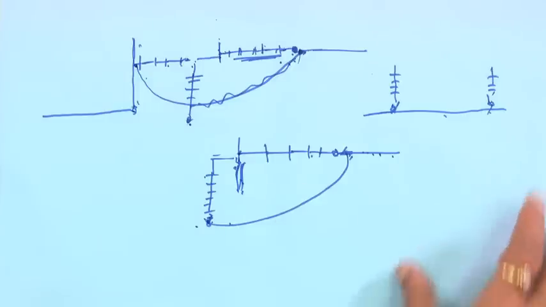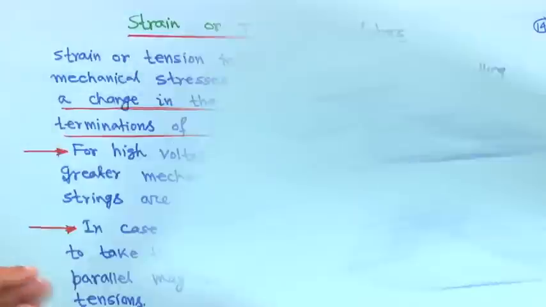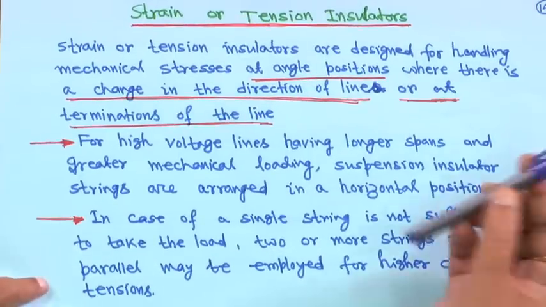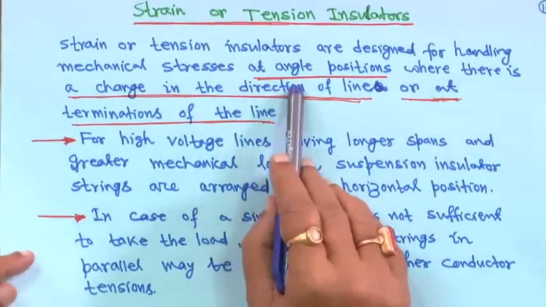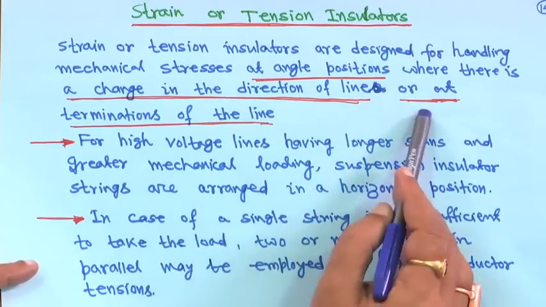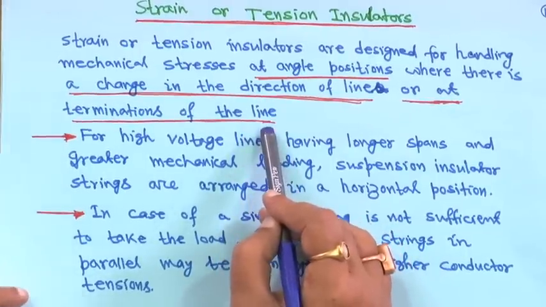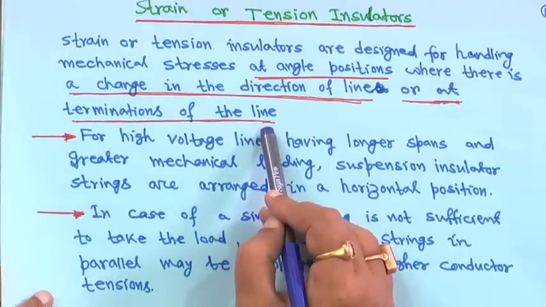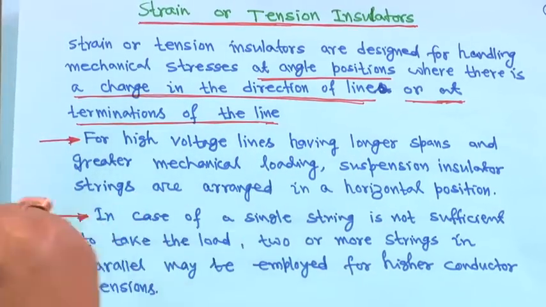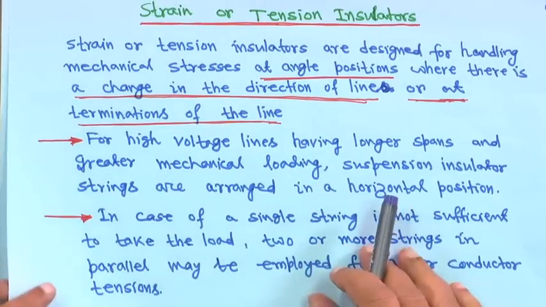If you observe a high tension transmission line anywhere, in front of your house or college or wherever, you will see that it is connected in different ways. You can see V shape also, V connection. That is why these strain or tension insulators are designed for handling mechanical stresses at an angle position where there is a change in the direction of the line or at the termination of the line. At the termination of the line, not only for high tension lines, even low tension lines also, at the termination point you will see the insulators are connected horizontally, kept in tension, right.